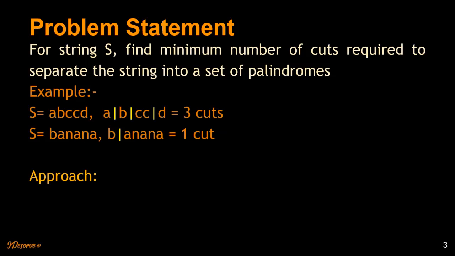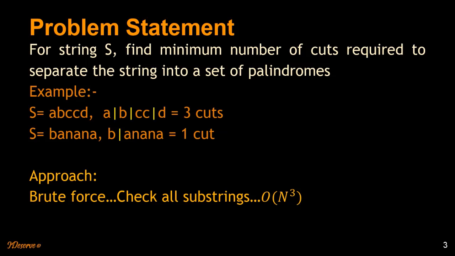Let's look at the approaches. If we follow a brute force approach to check all the substrings, we'll end up with order of n cube complexity, right? We definitely don't want to do that. We are going to use dynamic programming, which would give us order of n squared time complexity. So let's go ahead and first try to understand how to detect a palindrome.